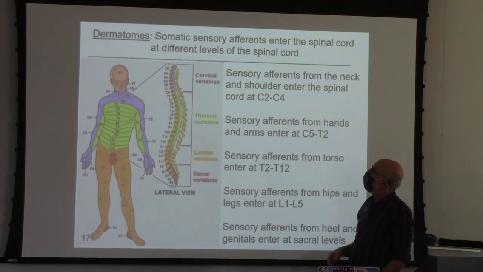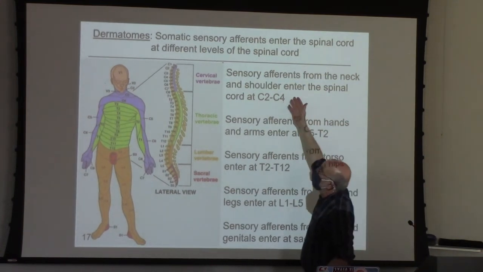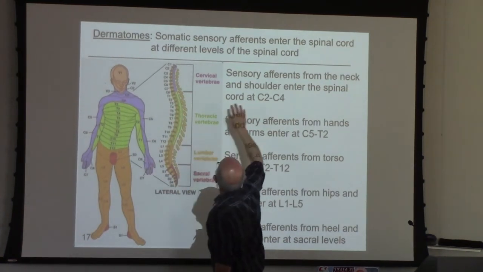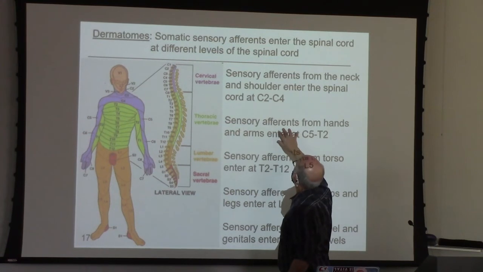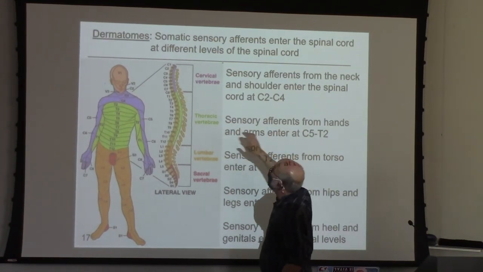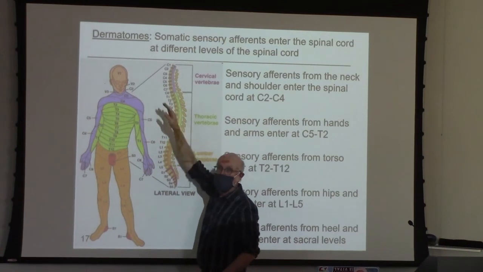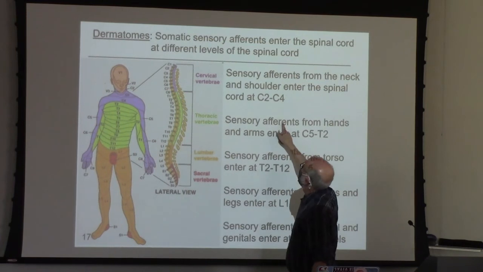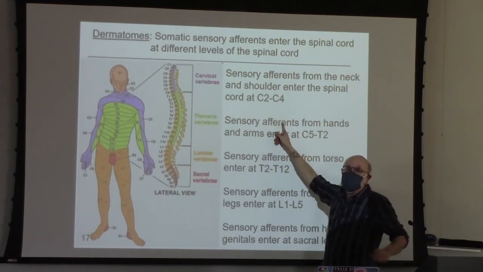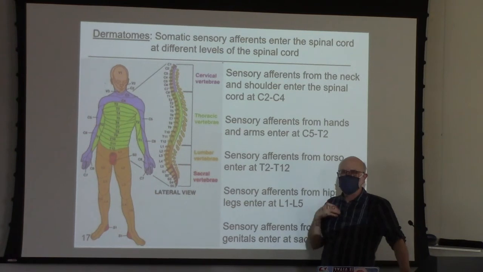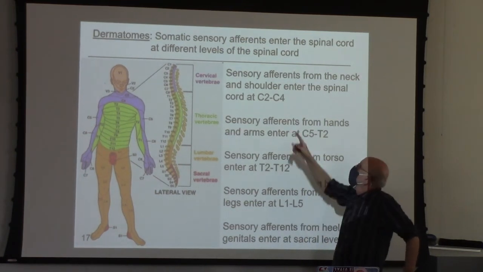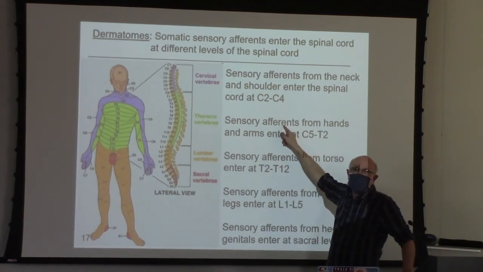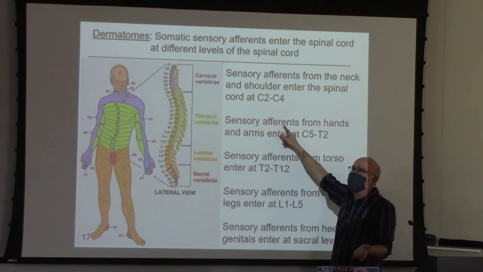I think I've already talked about the dermatomes. So afferents from the shoulder and neck enter in the cervical level. Afferents from the hands and arms enter in the lower cervical level. Afferents are the nerves that carry information to the brain. That's language that I will use. I won't expect you to use it, but I will use it and expect you to understand what I'm talking about. And then we're going to talk about efferents that carry information from the brain.